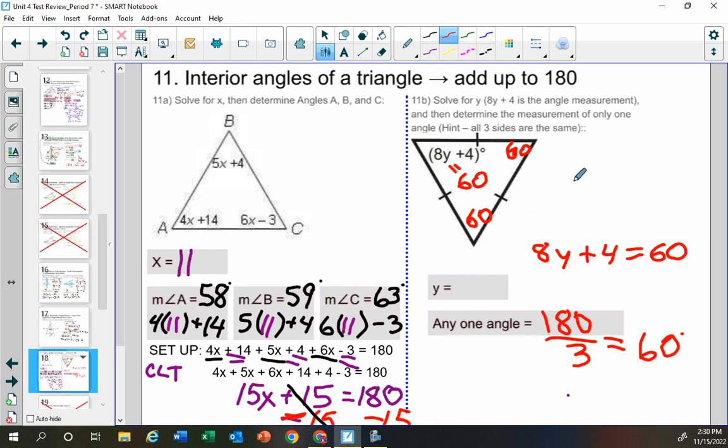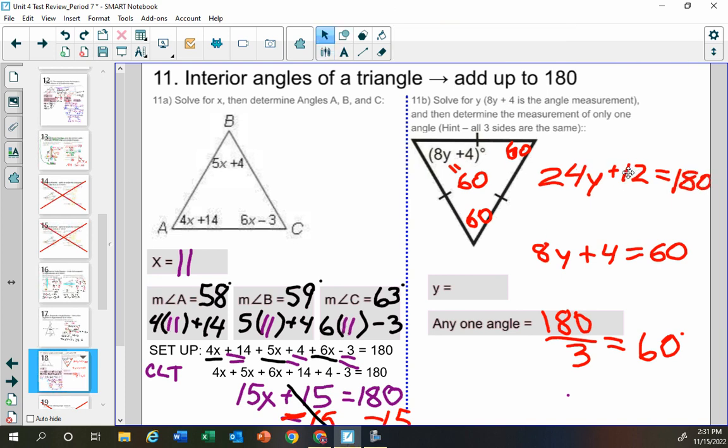All right, what did we do real quick? So I multiplied, added 8 times 3, so it gives me 24y. Then 4 times 3 gives me 12. Then I subtract 12 from 180. Then I divide. Okay, I mean, you will get the same result. You will still get the same result. I'm telling you that right now. The y value will be the same.